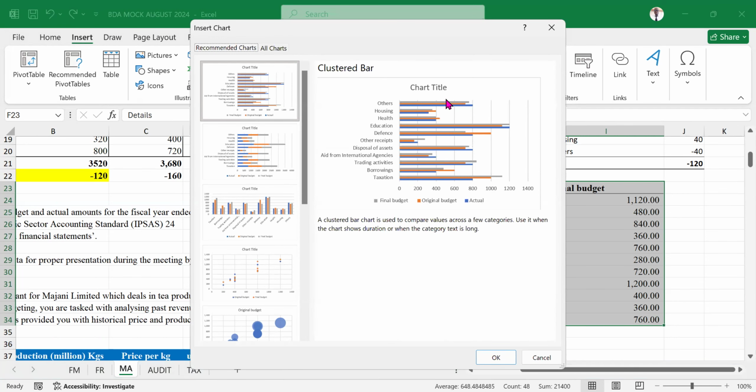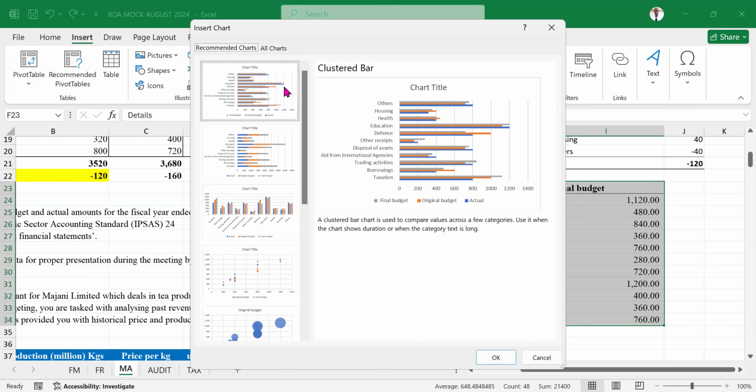We know which ones are best to present distribution. And in this case, because we have amounts, that is the data we are presenting. Let's see, Excel normally gives you the suggestions under the recommended charts.